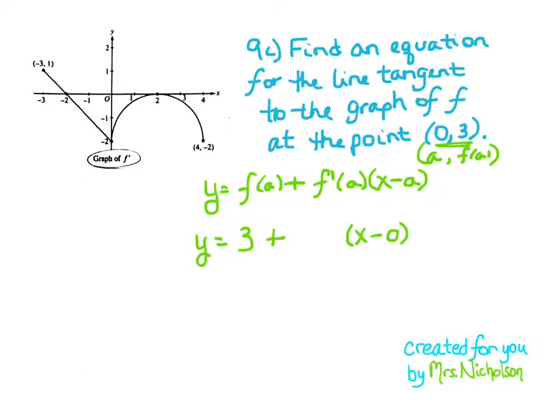And if I remember, I have a graph of f prime, so all I have to do is look at the graph. F prime of 0, that's this point right here. F prime of 0 is negative 2. So that means my slope of my tangent line is negative 2. And on a free response question, I would want you just to stop right there. No need to simplify or anything. Just leave your answer in that form.